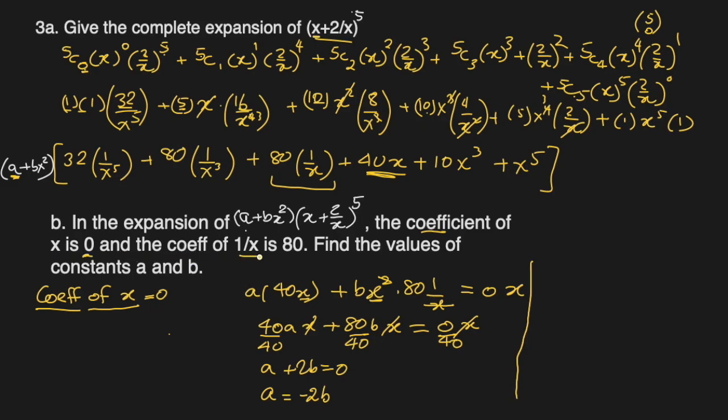And the coefficient of 1 over x is 80. Let's go back. A multiplied by what will be 1 over x? 1 over x. So let's do it here. Coefficient.